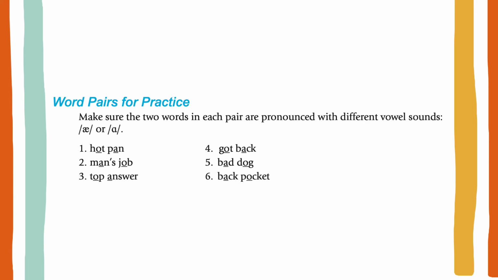Word combinations for a and ah. Make sure that the two words are pronounced with different vowel sounds. Hot pan. Man's job. Top answer.